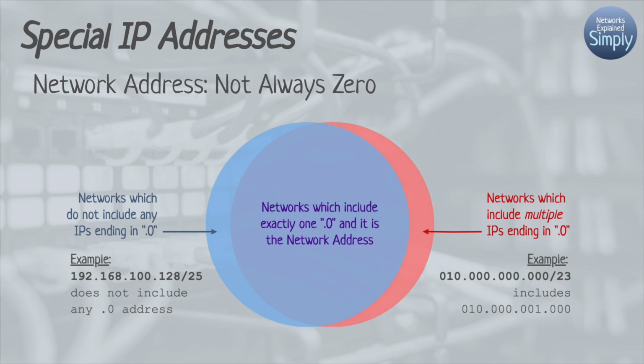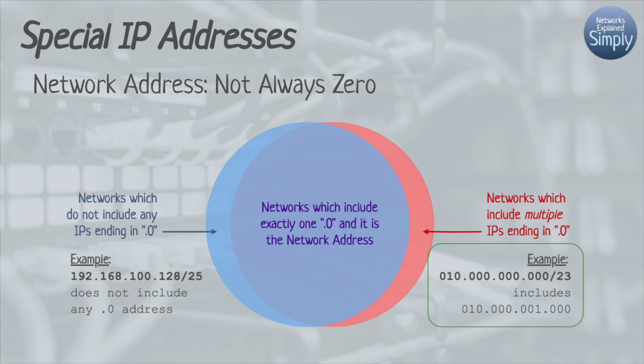Some networks will have a network address other than .0 because .0 simply isn't included in the network's range. In our example on the left, 192.168.100.128 is our network address because numerically it's the first IP address on that network. Some networks will have more than one .0 IP address, but only the first can be the network address. This means that sometimes there are .0 IP addresses which devices can actually use.